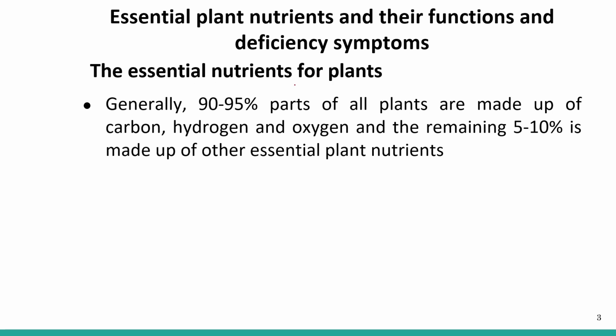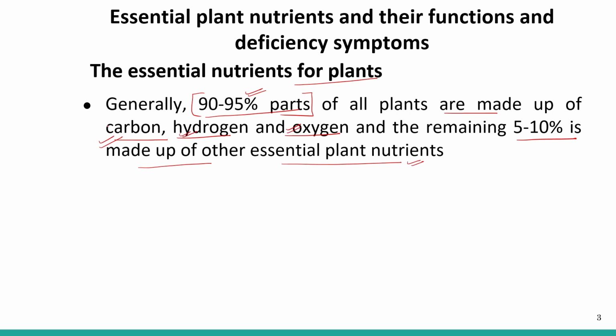The essential nutrients for plants. Generally, 90 to 95% of all plant parts are made up of carbon, hydrogen and oxygen, and the remaining 5 to 10% is made up of other essential plant nutrients. So basically, 90 to 95% of the plant body is made up of carbon, hydrogen and oxygen, right?